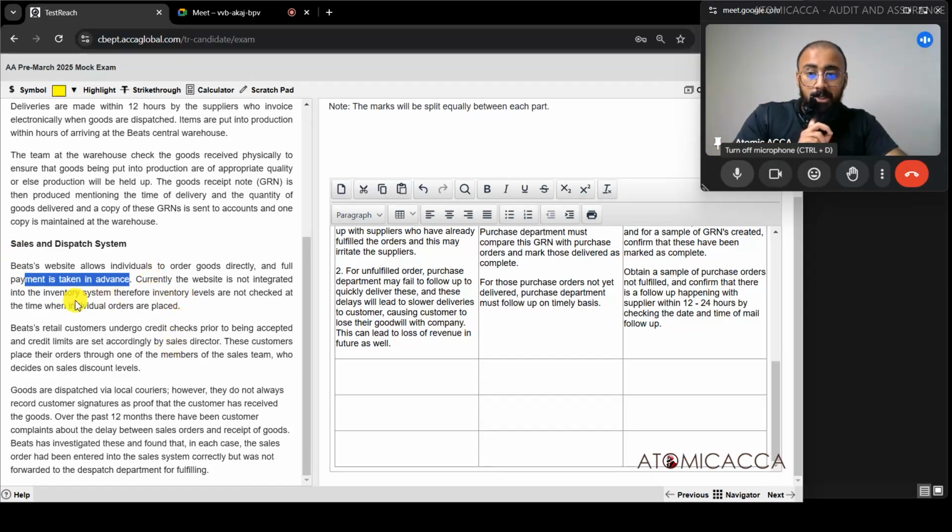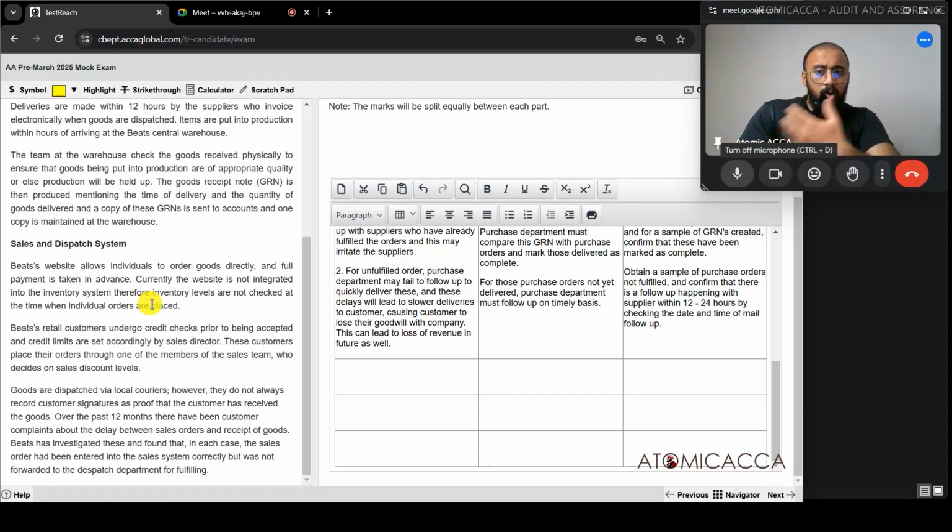Currently, the website is not integrated into the inventory system. Not integrated. Another trick for your internal control questions: any negative words, if they are there, that is also an indicator that something is going wrong. Into the inventory system, therefore, inventory levels are not checked. Again, negative word. At the time when individual orders are placed. So if it's not connected to the inventory system, what would happen?